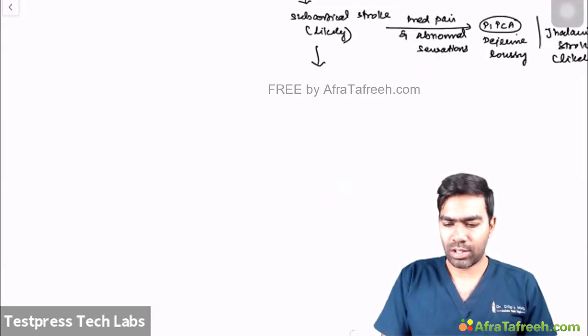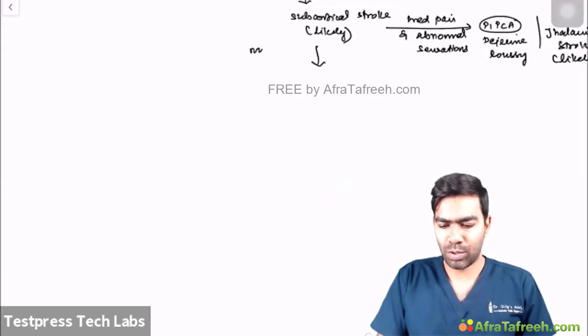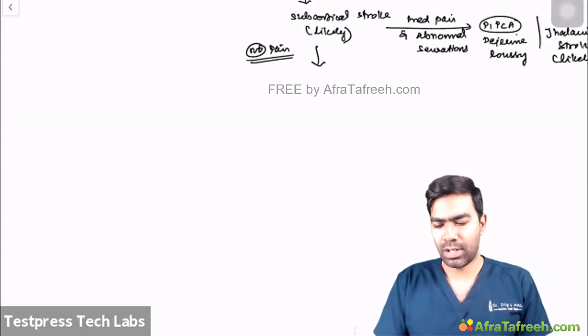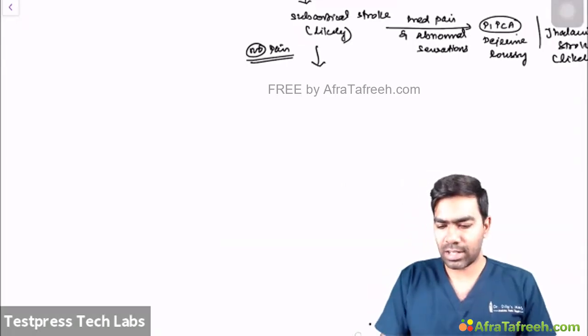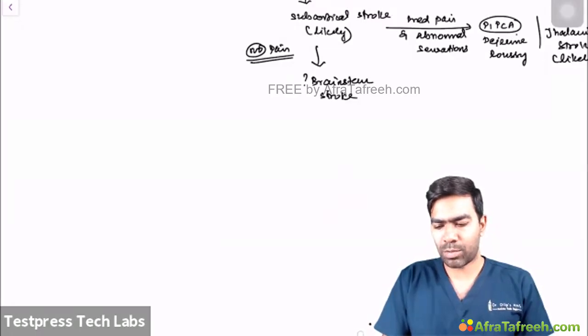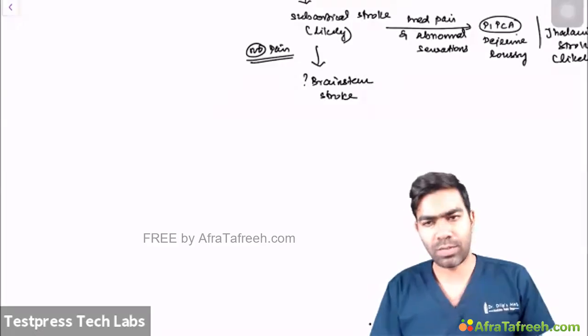Now, if the patient is not having any predominant pain, so no painful scenario or abnormal pain sensations present, then in this setting I'll be asking a question: is it a brainstem stroke? A brainstem stroke is also basically a subcortical stroke only, it's not a cortical stroke. Now this is the question I'm going to ask.